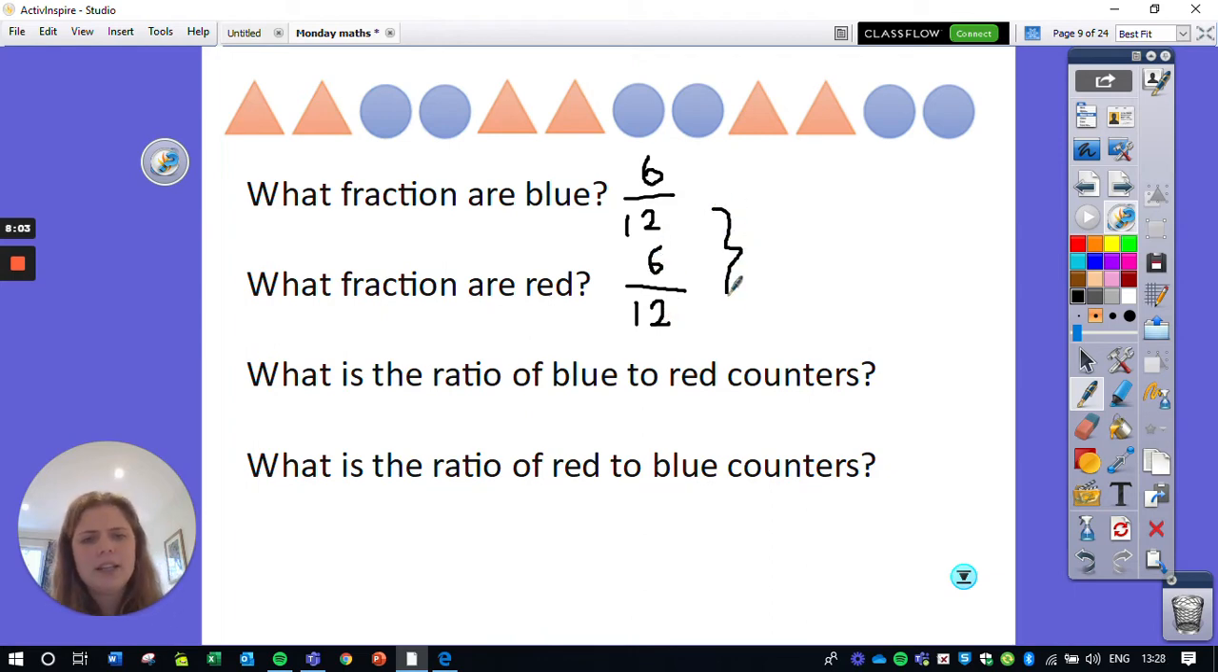Bonus question. These fractions are equivalent to what? What's the simplified version of 6/12? Quickly work it out now. Well done if you're thinking 1/2.